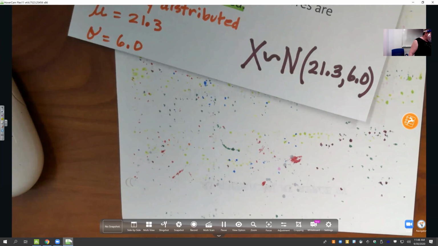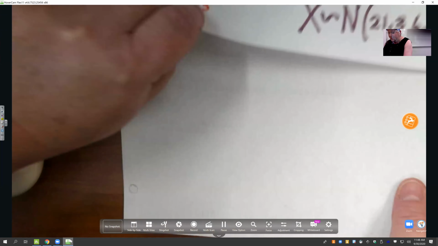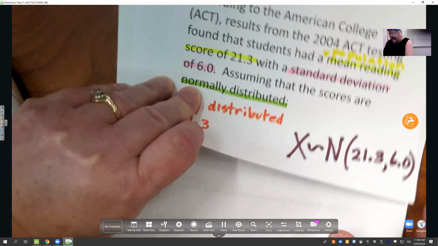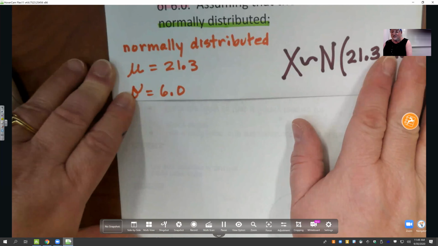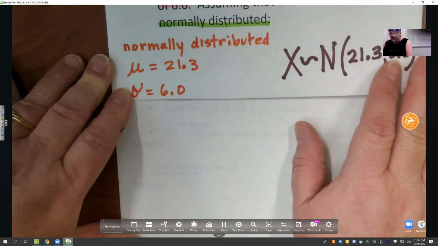Okay, now I want to shift gears and look at the other type question, or type 2 question, that you can see when you're looking at these problems. And we're going to use this same scenario because you can have either type question with the same scenario. So we still have the ACT testing, mean reading score was 21.3, standard deviation of 6, and it is normally distributed.